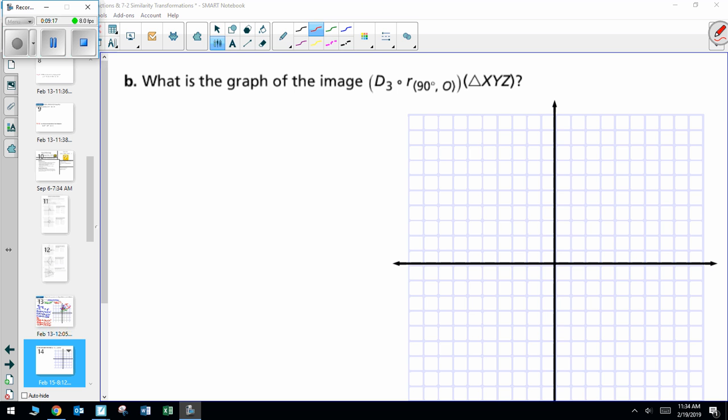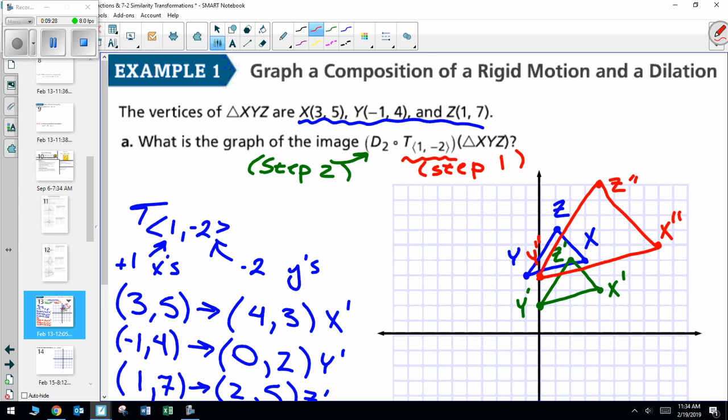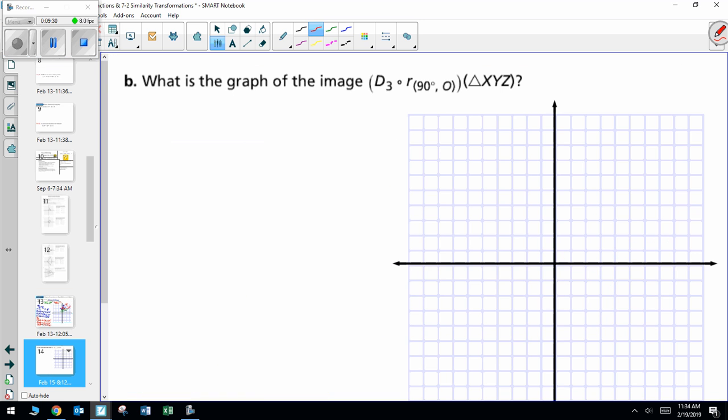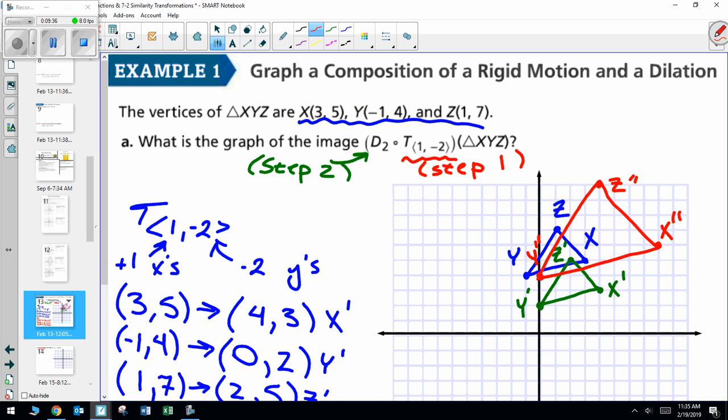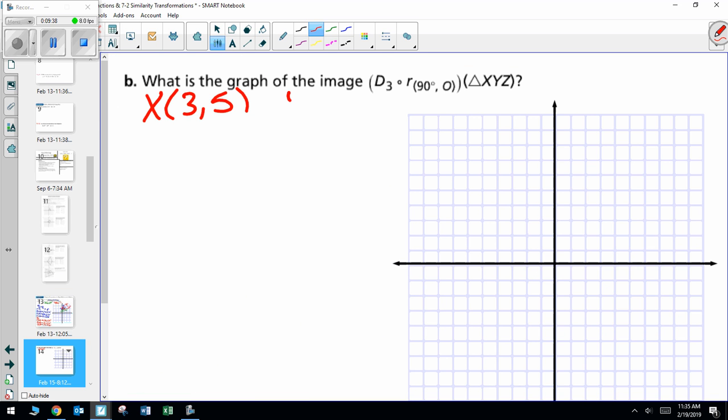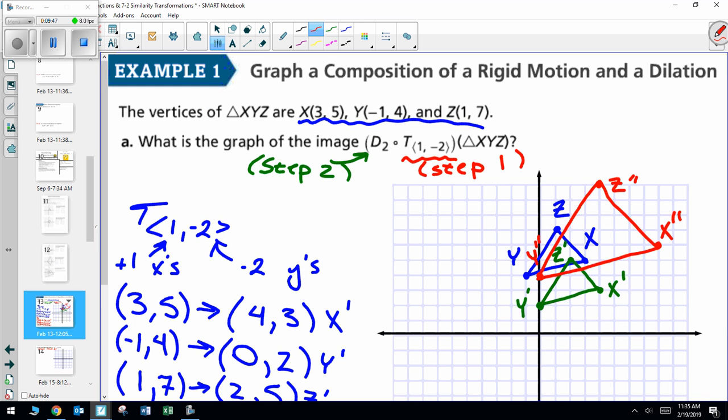All right, so kind of the same idea with looking at dilating by a scale factor of 3 after I rotate it by 90 degrees around the origin. All right, we can do the same thing. And relisting my points from before, I have the same coordinate points. X is at 3, 5. Y is at -1, 4. And Z is at 1, 7.